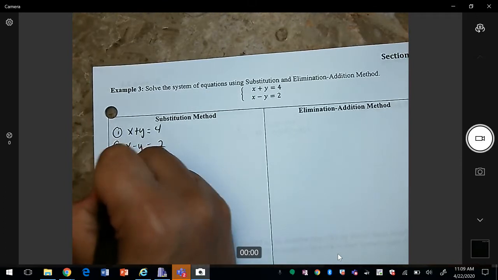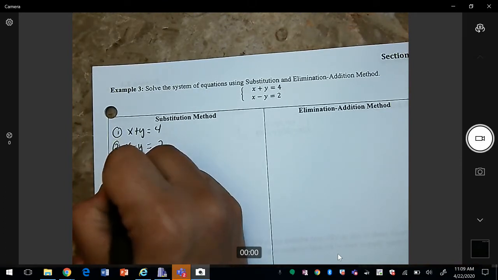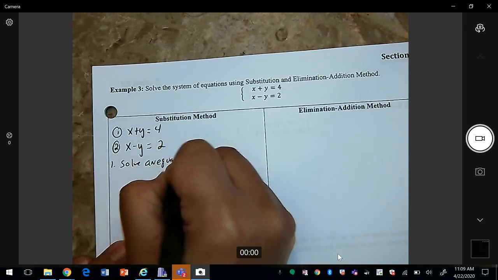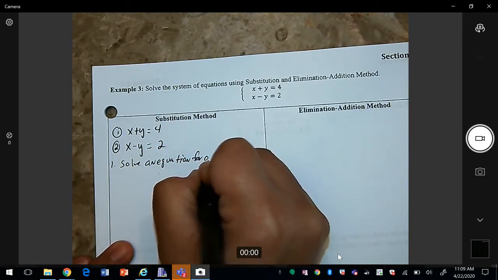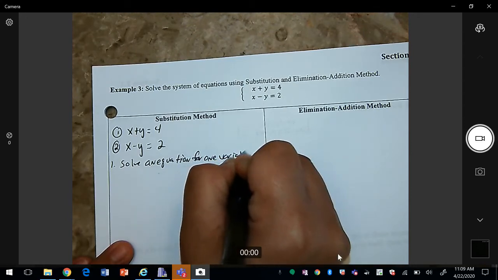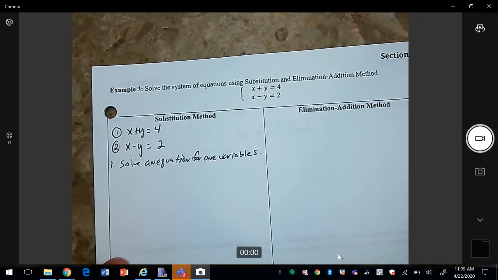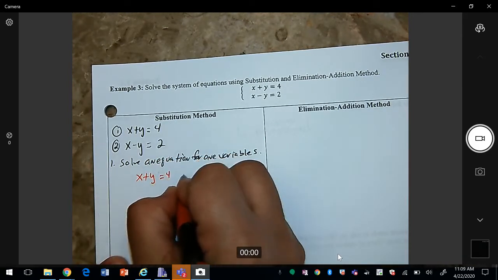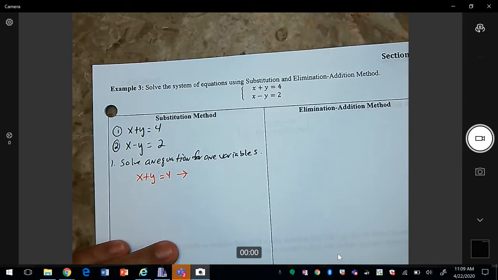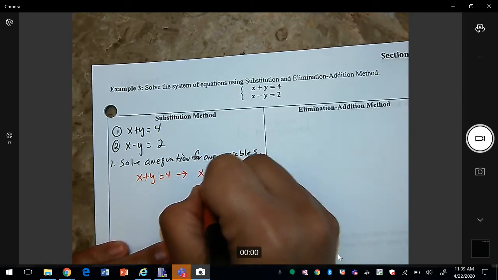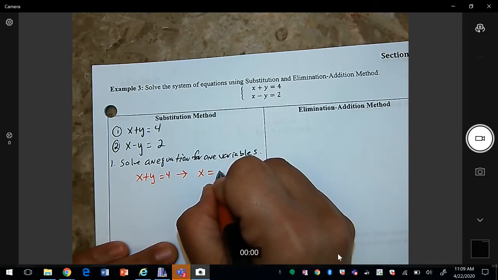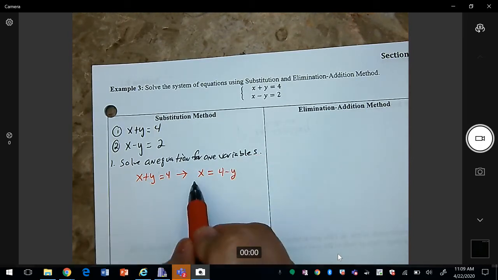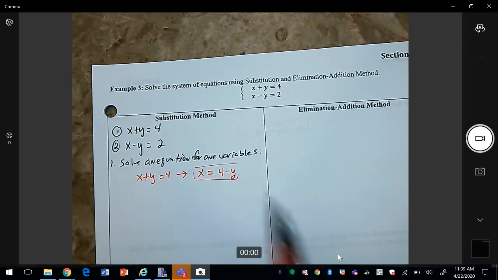So the first step is going to be to solve one of the equations for one of the variables. I can pick the first equation, and I'm going to go ahead and solve for x. I solve for x by subtracting y on both sides, and so I get 4 minus y. So I'll be using this equation here.